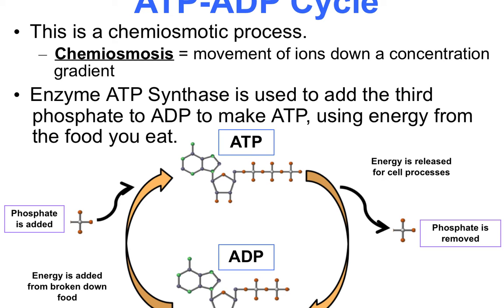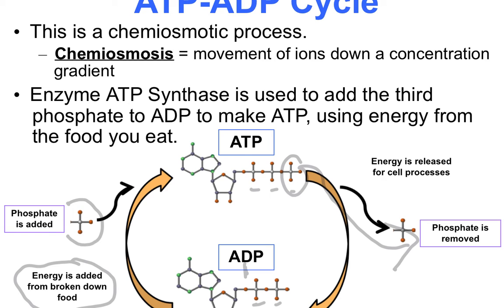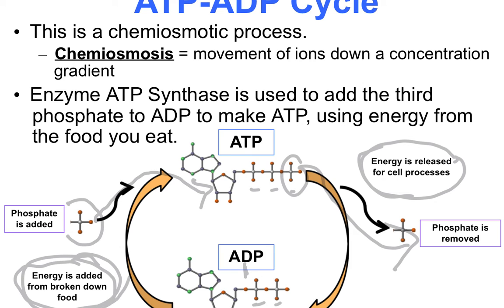So we start off with our ATP, our triphosphate group, and then one of the phosphate groups is removed. Then we have ADP, the diphosphate group. This is where energy is added from broken down food. So this phosphate group is added back in to the molecule, creating ATP once again. So we have energy released for the cell process, and then energy added. Energy released is so the cells can do stuff, and the energy that's added, we're getting that from the food that we eat.